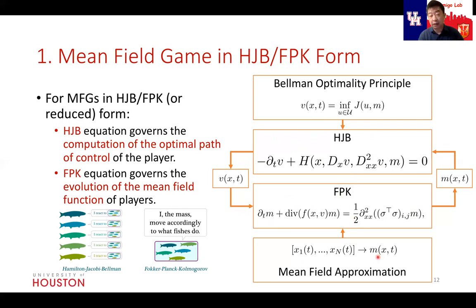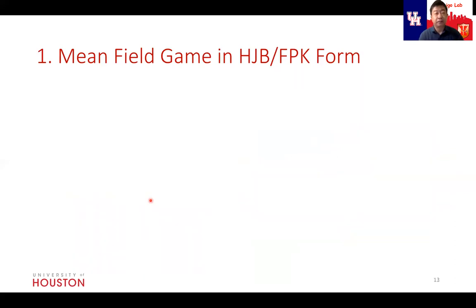So basically, HJB and FPK play together and then reach the Nash equilibrium. So this is the concept.